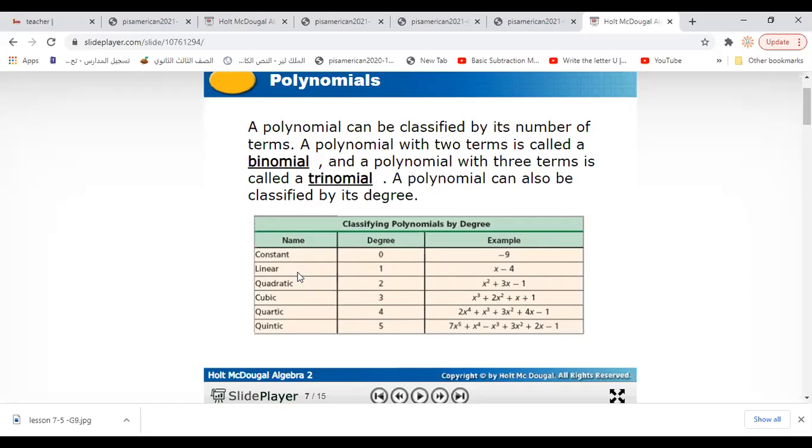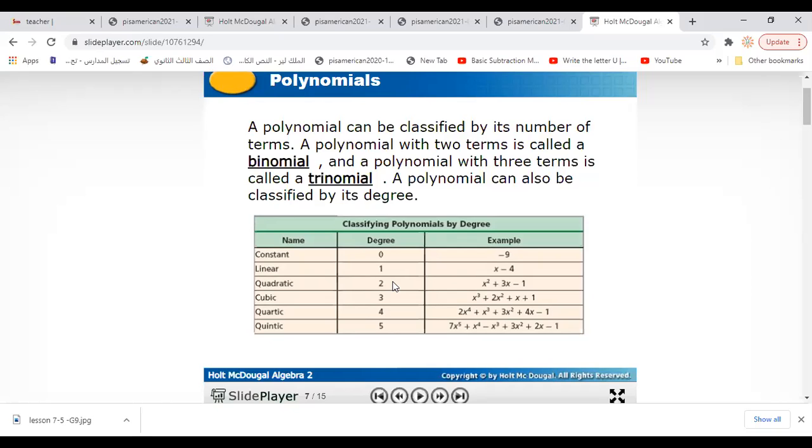Who can continue? If it's second degree, it will be what? When you look at the whole expression, the greatest one is 2, so it will be second degree. Yalla, Ahmed. If it's second degree, how do we classify it? What is the name? Quadratic. Quadratic. What about if it's third? Could you please continue and explain to them?